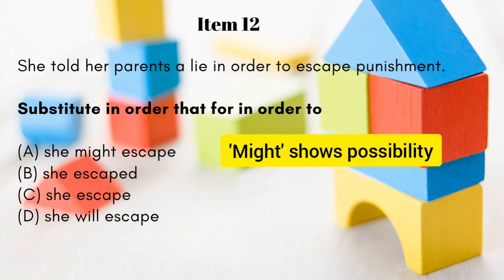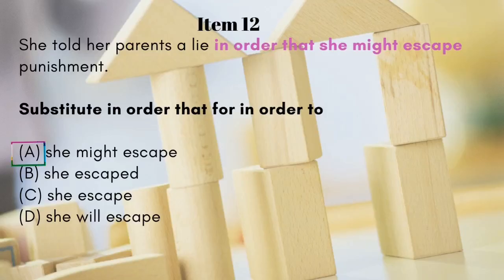The verb might is the past tense of may. This word expresses possibility. So hypothetically, if she lies, she will escape punishment or she might escape punishment. Your newly constructed sentence should read, she told her parents a lie in order that she might escape punishment. So the answer is A.